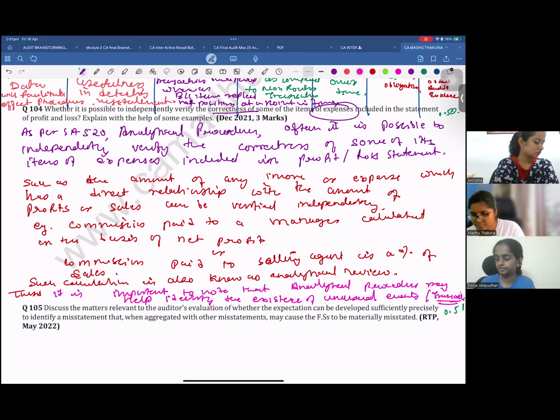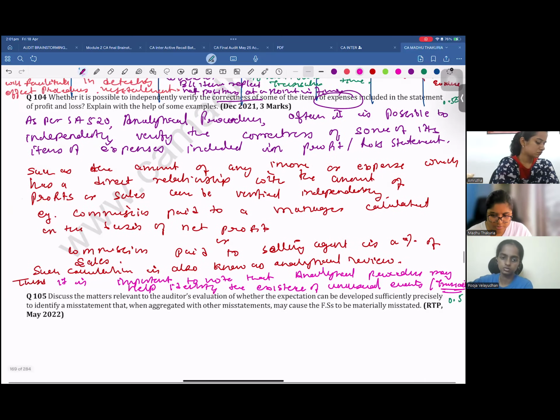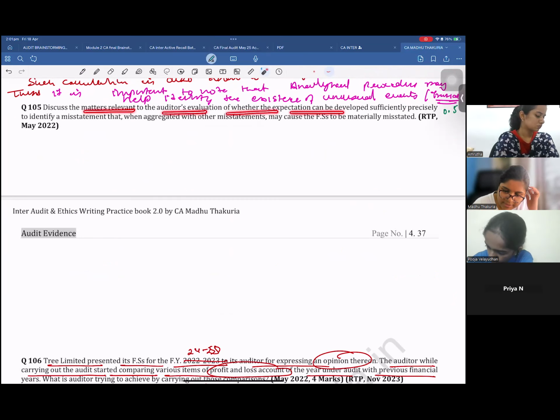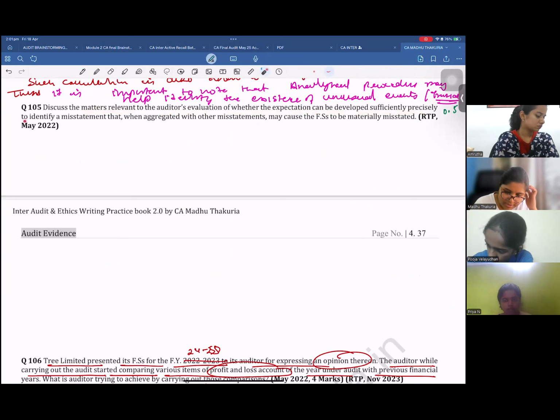Yes, ma'am, done. Now, question number 105: discuss the matters relevant to the auditor's evaluation of whether the expectation can be developed sufficiently precisely to identify a misstatement that, when aggregated with other misstatements, may cause the financial statements to be materially misstated.